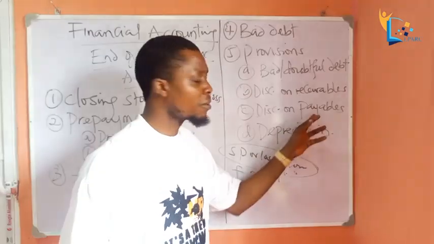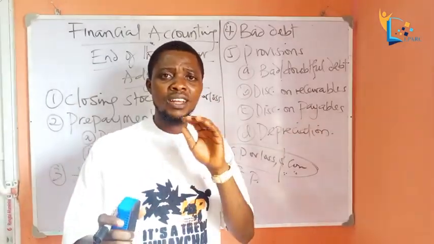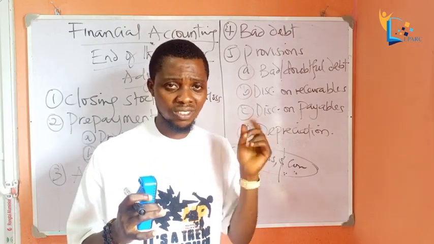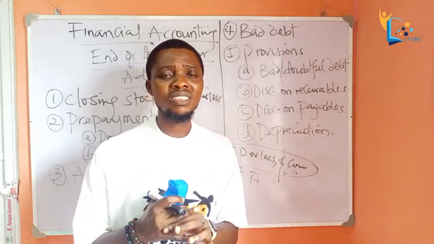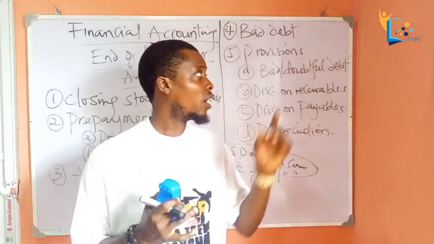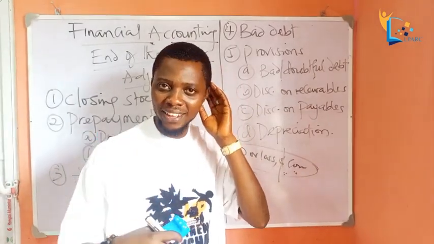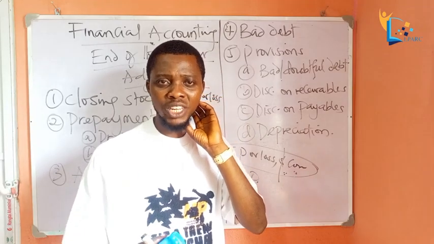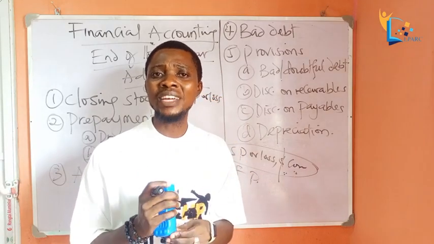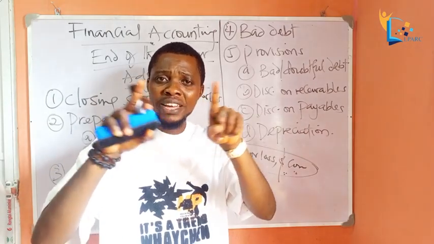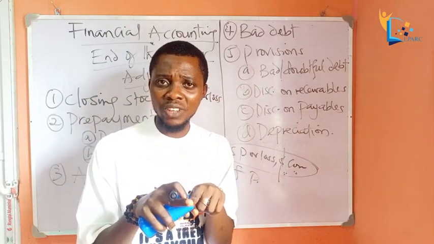When we say discount on payables, this is how it works. Your examiner is not likely to ask you a question on discount on payable, because provision for discount on payables is discounts you enjoyed from your suppliers, from people that you buy from. Now discount on payable cannot be guaranteed except your creditors are paid within a specified period of time.